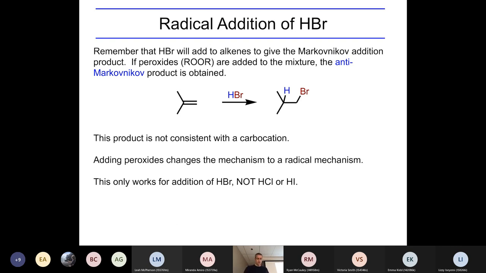It turns out, though, if you do the reaction in the presence of peroxides, peroxides are molecules with an oxygen-oxygen bond, like hydrogen peroxide is H2O2. You can have organic peroxides, which are carbon, oxygen, oxygen, carbon. Organic peroxides can be explosive, so you have to be a little bit careful. For example, this peroxide will crystallize and form, it's shock sensitive, so if you touch it or hit it, it'll explode. So you've got to be a little careful of that.